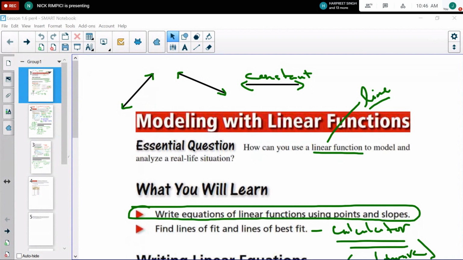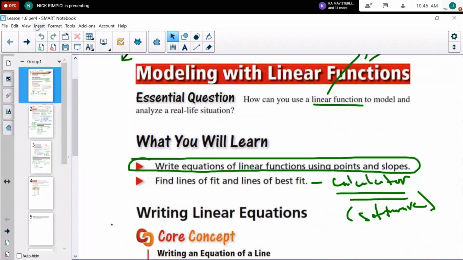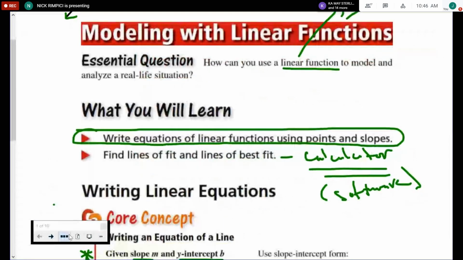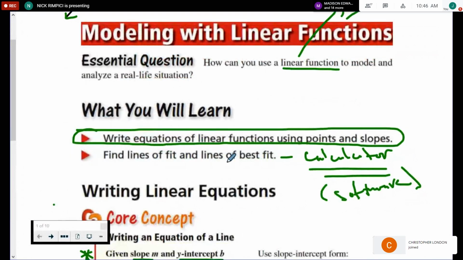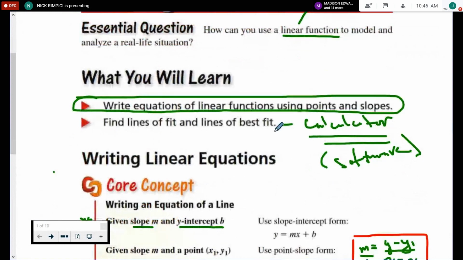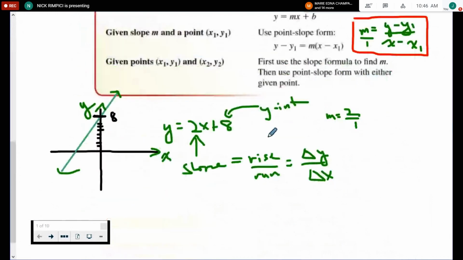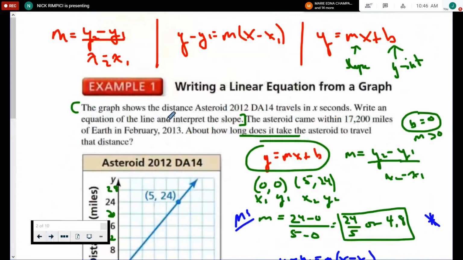Okay. All right. So let's get started. So going back to yesterday, we were looking at modeling linear functions. So we learned how to write the equation using 2 points, and the main things we discussed were how to find the slope of the line, and then how to write the equation of the line in slope intercept form, which is y equals mx plus b.